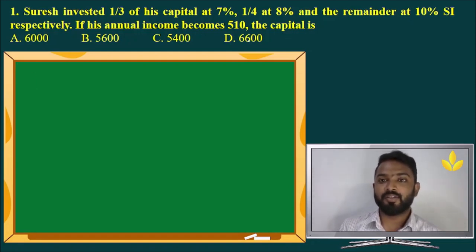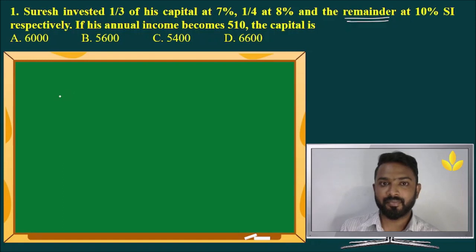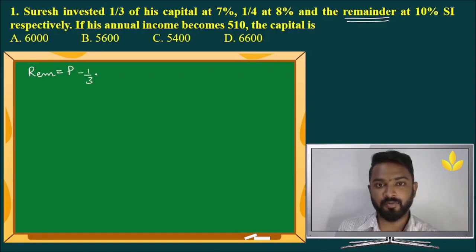Okay. So first of all, what do we need to find? We need to find the remainder. The total principal is P, and then 1/3 of P is gone, and then 1/4 of P is also gone. Let's find how much is the remainder.